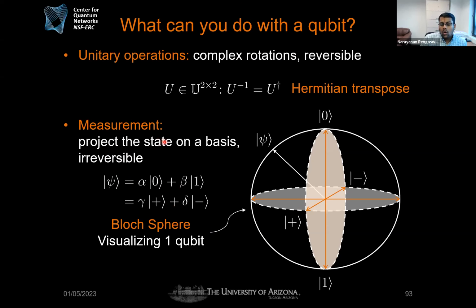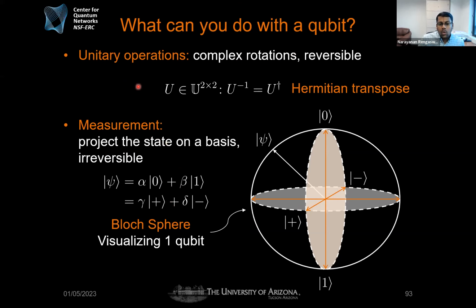Okay. Now we have defined what a single qubit is. It's just a length 2 vector with complex entries that is normalized. Now, how can you change the state of a qubit? So you have stored some kind of information in these complex numbers. Now, what can you do to these qubits?